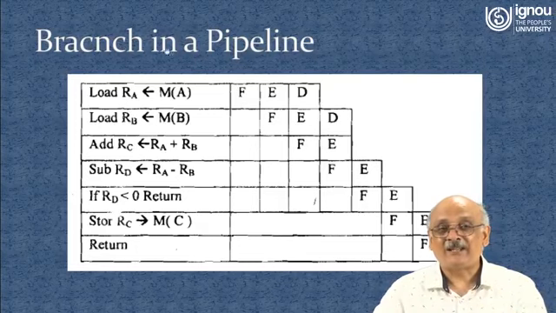Let me say a branch in a pipeline means there is a branch instruction here: if RD is less than 0, then return. The execution will decide whether the branch is to take place or not. If it is less than 0, then simply return, and these 2 instructions are not to be executed. If not, then only these 2 instructions are to be executed.